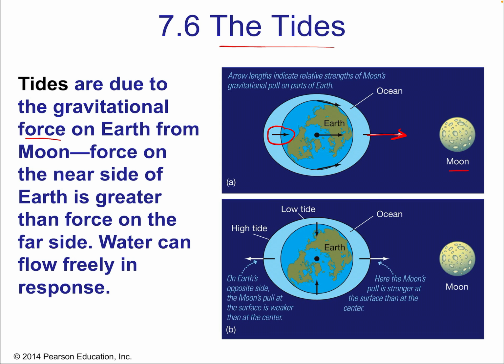All right, so actually notice the opposite side because it's quite interesting. On Earth's opposite side, the moon pulls at the surface. The moon's pull at the surface is weaker than at the center. And that's going to create a high tide on both sides of the planet when the moon is in this position. There's always a high tide on the side that is closest to the moon and the side that's furthest.